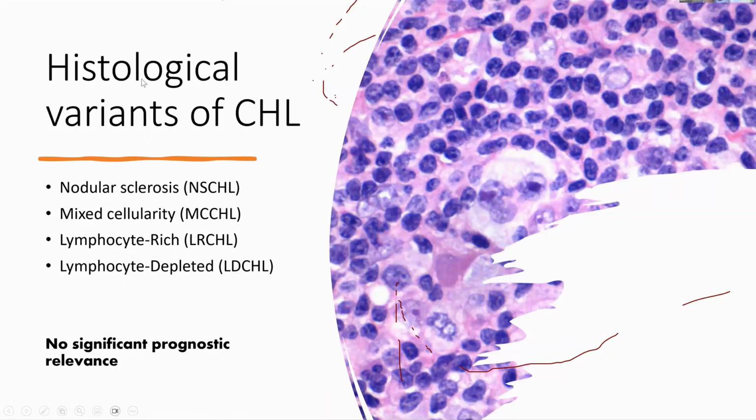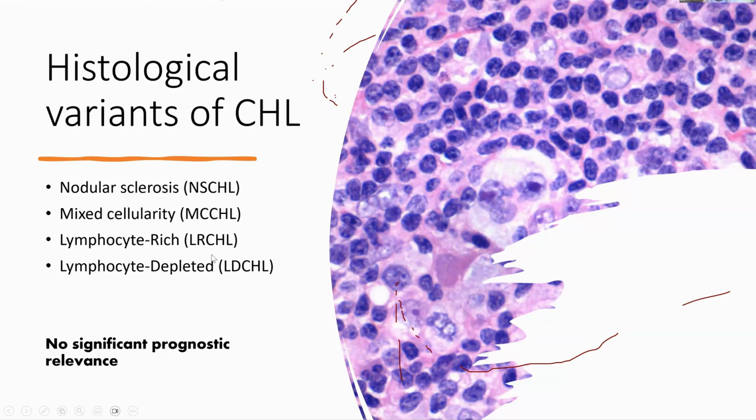So what are the histological variants of classic Hodgkin's lymphoma? There are 4 histological variants that we know. In the new WHO book, they mention that prognostically they are not significant anymore. They used to think that it had a clinical significance, but now it's not significant as a prognostic relevancy.